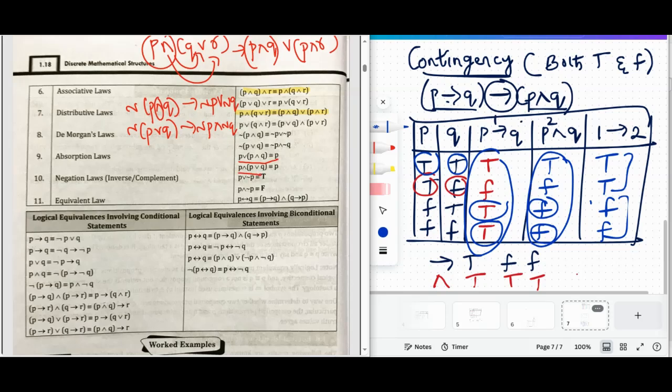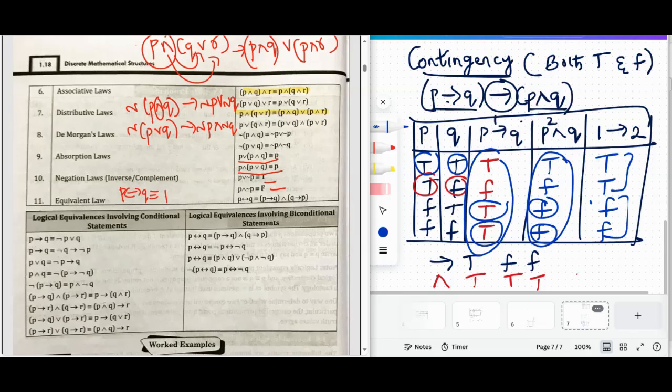Then you have the absorption law. Absorption law: P or (P and Q) is P. Then you have P and (P or Q) is P. Then you have the negation law: P or negation P is T, and P and negation P is F.